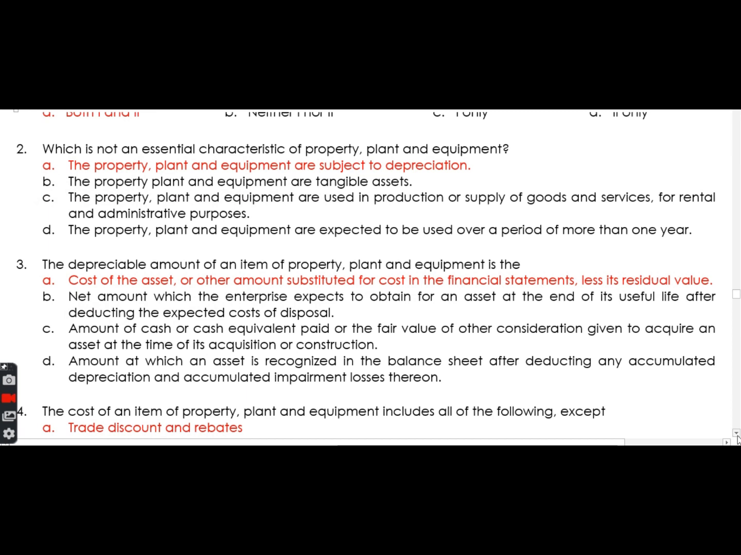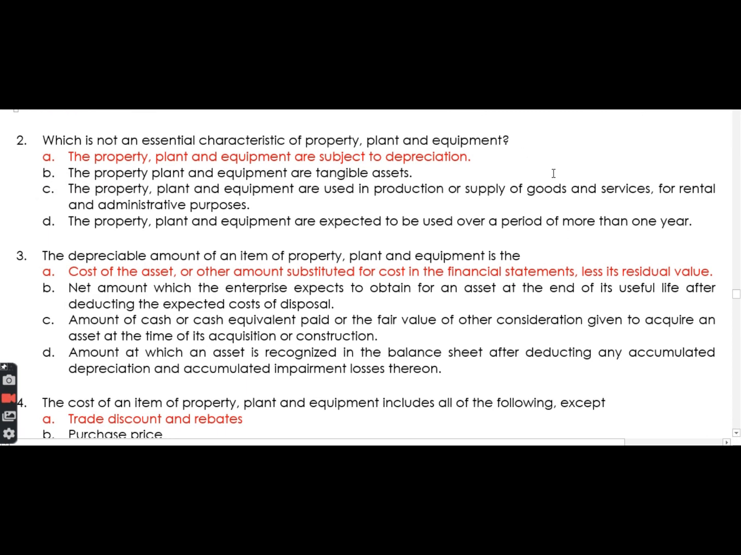Which is not an essential characteristic of property, plant, and equipment? Generally, what we discussed is that it has physical substance, it is used in the operations, and it is a long-term asset. So if you look at the information given there, the answer will be letter A, because it is not necessary for the property, plant, and equipment to be depreciable in order for it to become PPE. Kasi may mga PPE na hindi talaga dine-depreciate such as land, kasi hindi naman talaga subject to depreciation yan. So, letter A ang sagot sa number 2.